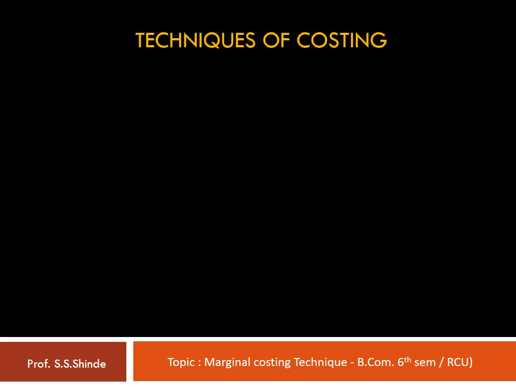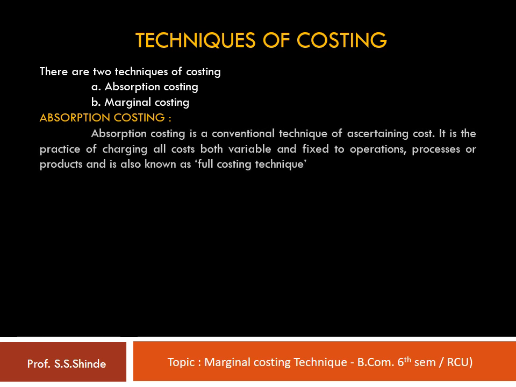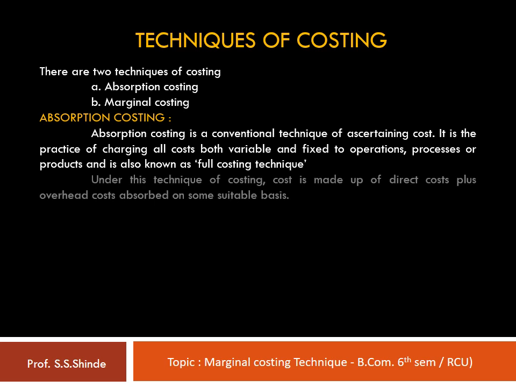Let's understand the techniques of costing. There are two techniques of costing: one, the absorption costing, and two, the marginal costing. Let's look into what absorption costing means. It's a conventional technique of ascertaining cost. It is the practice of charging all costs, both variable and fixed, to operations, processes, or products, and is also known as full costing technique.